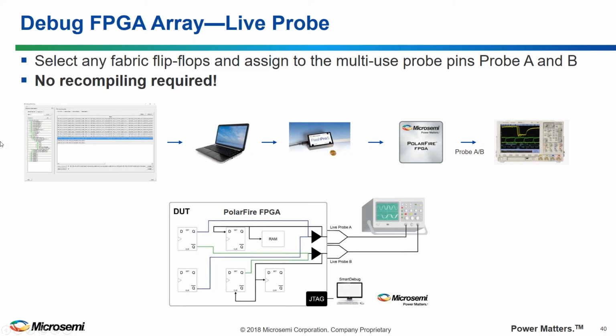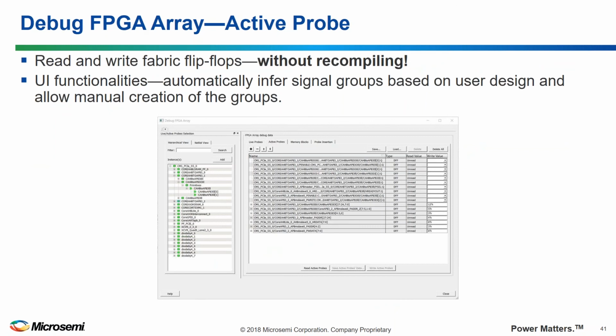Okay. So here's the idea with Live Probe. We have two channels. We have these internal flip-flops. We can assign any flip-flop to one of those two channels, and we can observe it on a scope or a logic analyzer. And we can go back and we can change the signals that are connected to these probe points without having to do anything more than select a signal and say assign it to channel A or assign it to channel B.